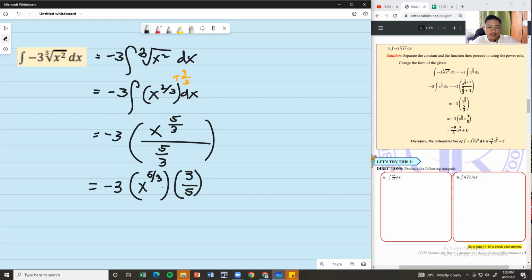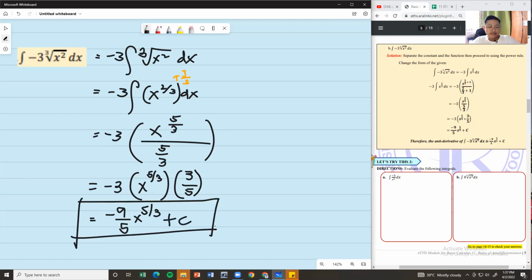Okay. And finally, since ito constant, sila lang ang pwedeng i-multiply. So we will have here negative 9/5 x raised to 5/3 plus c. That's the final answer. Show me a reaction if you understood that process. Let me see. Very good.